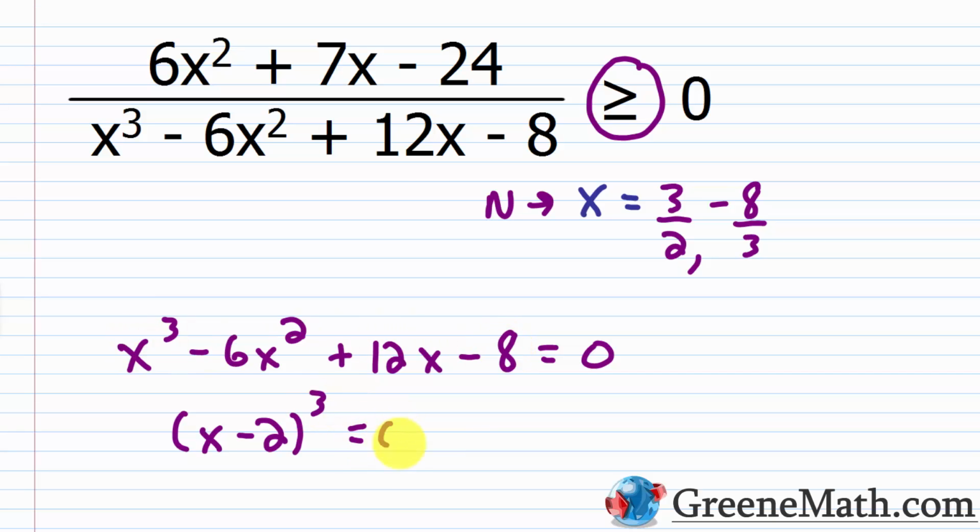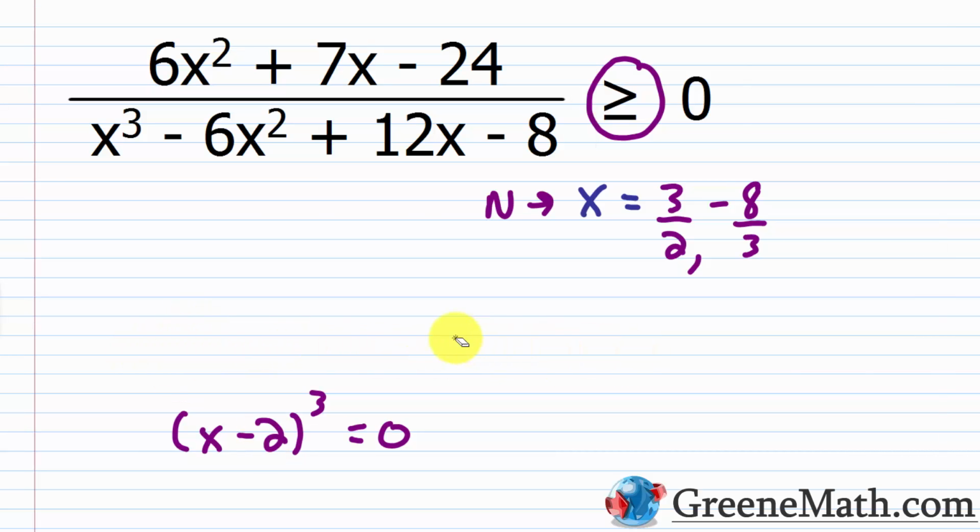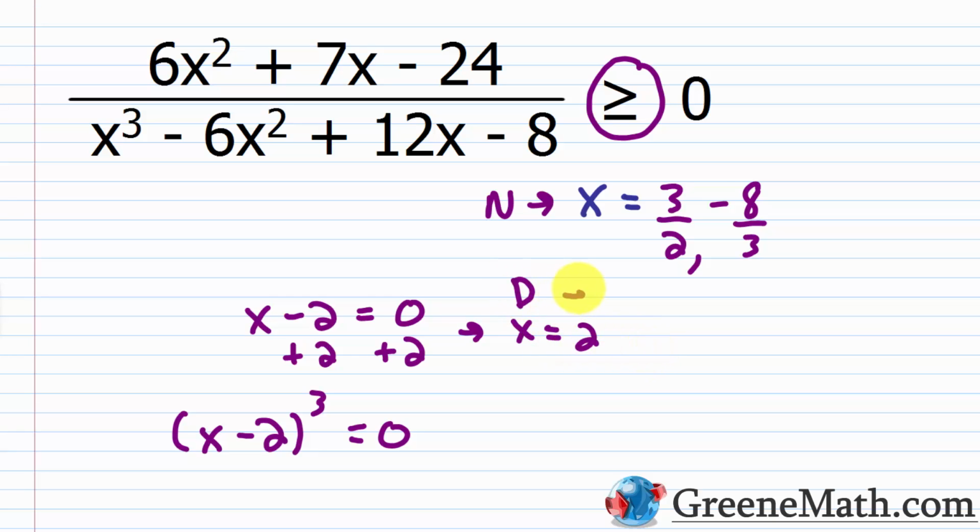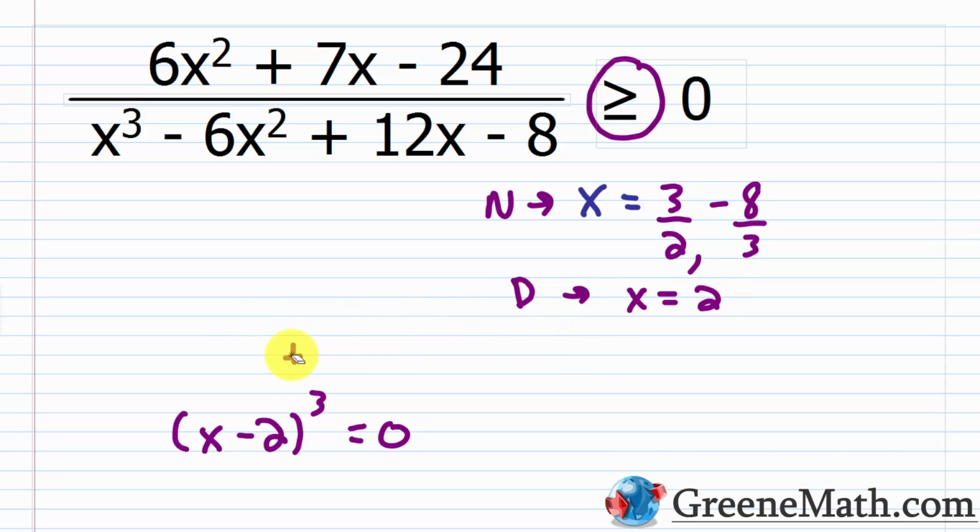So this is equal to 0. Now, the cool thing about this is that you have basically x minus 2 times x minus 2 times x minus 2. So if you use the zero product property, you only get one solution, right? You get x minus 2, you set that equal to 0, you add 2 to both sides of the equation, and you get that x is equal to 2, okay? So from the denominator, we get that x is equal to 2. And again, that right there will not satisfy the inequality, right? You'd be dividing by 0, and that's not allowed.